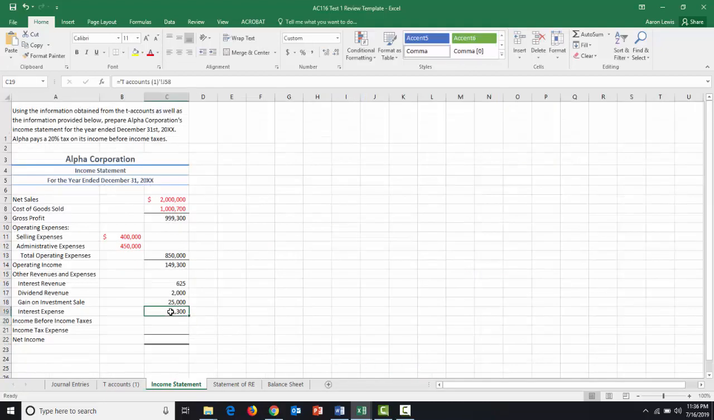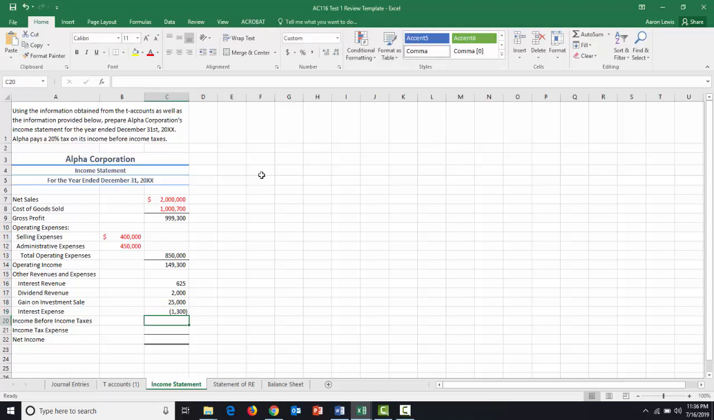Interest expense obviously subtracts from income, like all expenses will. Well, we don't want to be in positive when we add this up. So the best way to go is to go up here into your formula bar, and between the equals and where it says T account right after the equals, put a negative. And when we put that in, it's going to list it in brackets as a negative number.